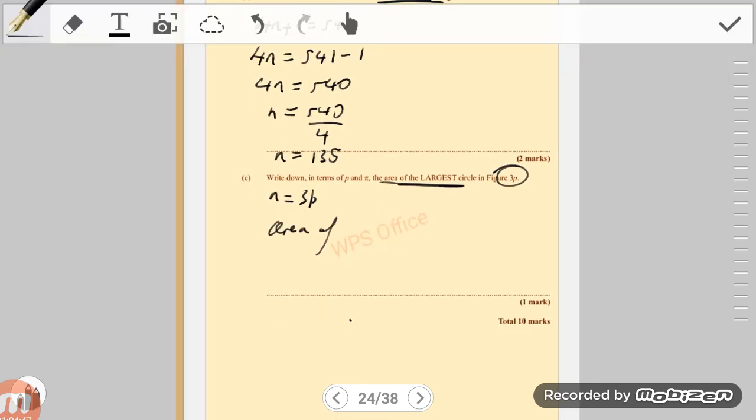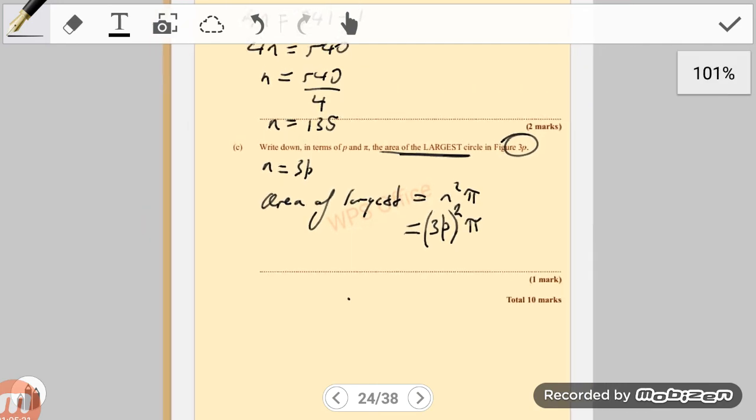The area of the largest circle is n squared pi. And since n is now 3p, we have to square that and insert pi. They want us to write down the answer in terms of p and pi, so we don't want n in our answer. We just want p and pi. So we've replaced the n with 3p. Tricky question, guys. Very, very tricky.